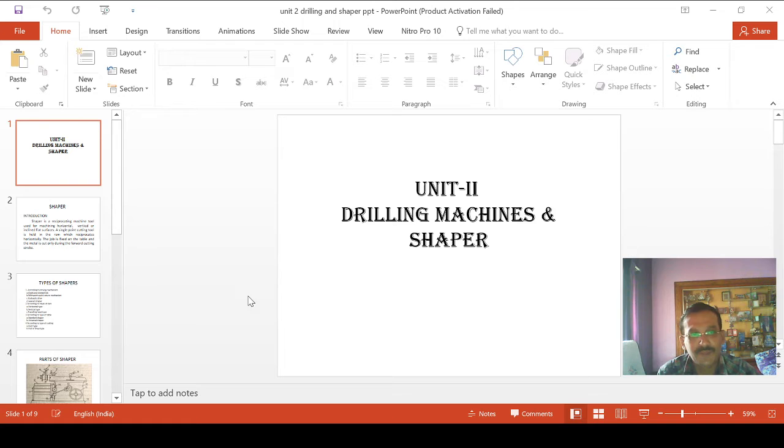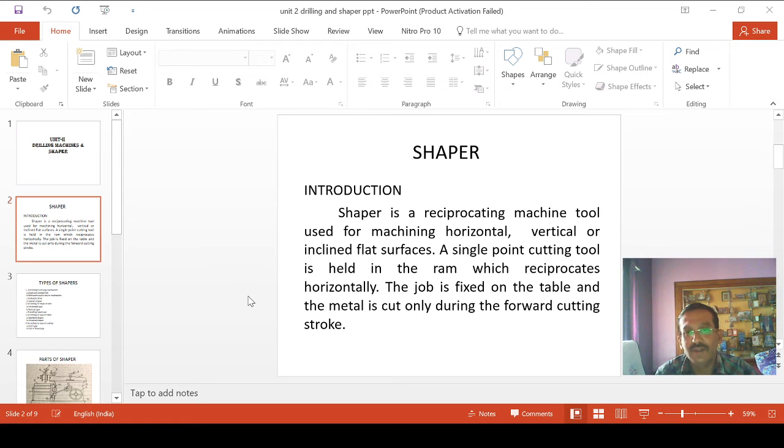A Shaper is a reciprocating machine tool used for machining horizontal, vertical or inclined flat surfaces. A single point cutting tool is held in the ram, which reciprocates horizontally. The job is fixed on the table and the metal is cut only during the forward cutting stroke.